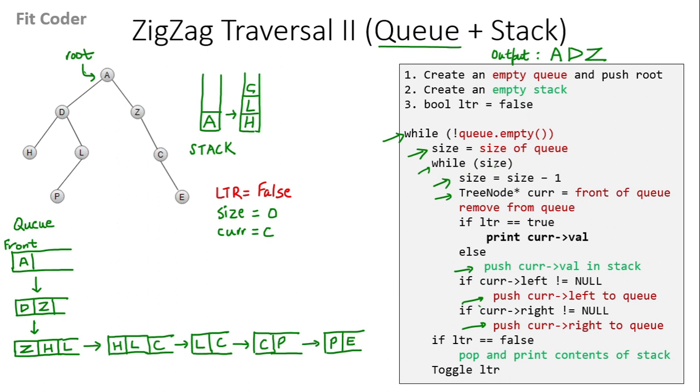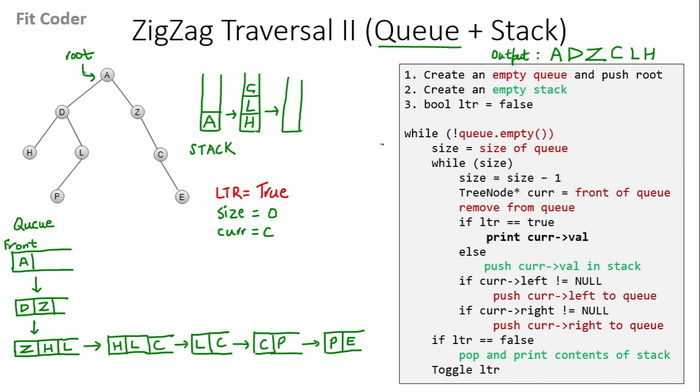Then we again check while size. So size is now 0, so this while loop terminates. Then we come outside. We check if LTR is false. So LTR is false, so we pop and print contents of the stack. So first we pop C. Then we pop L. And then we pop H. So the stack becomes empty. And then we toggle LTR. So LTR will now be true.